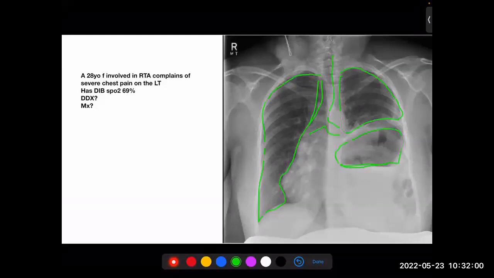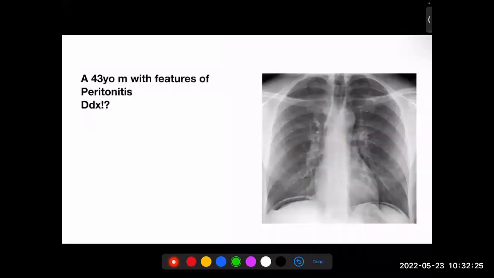What is this, ladies and gentlemen? Is it an air fluid level? It is, but what is this? That would be the stomach. That would be the stomach in the chest. Most probably they have a diaphragmatic injury, perforation. That is the stomach in the chest. That's called a diaphragmatic hernia. Moving on.